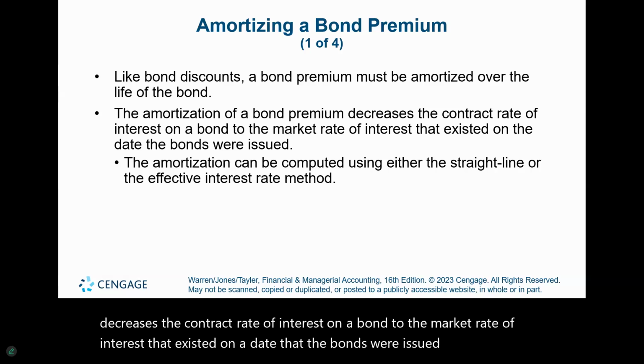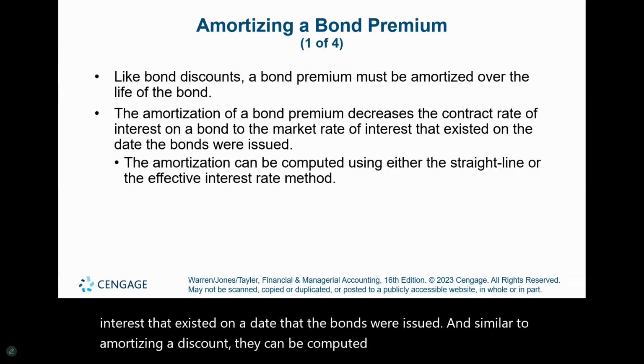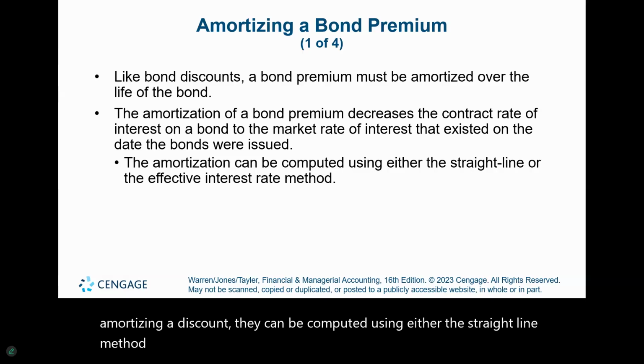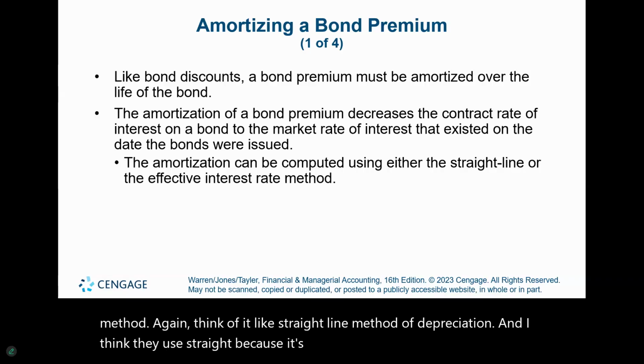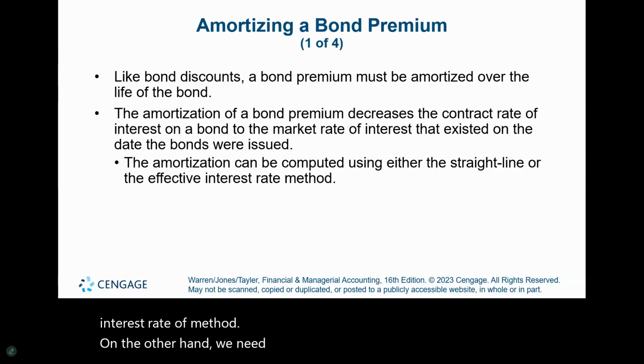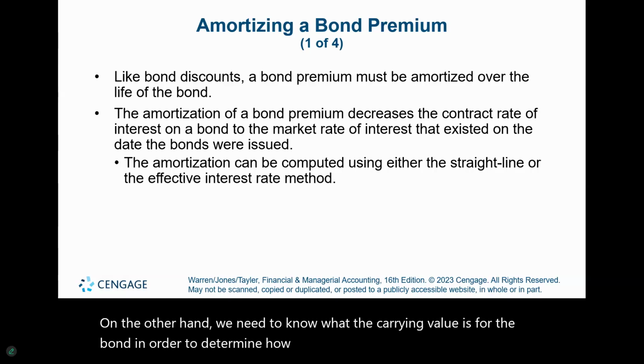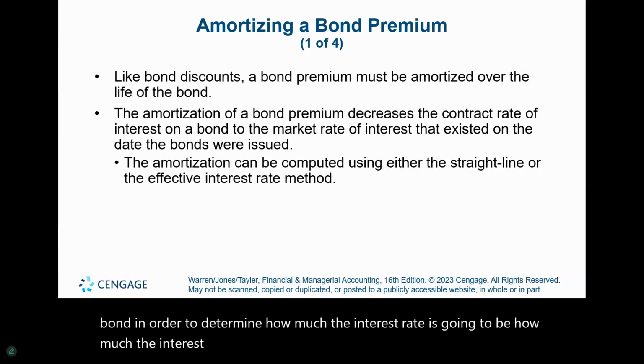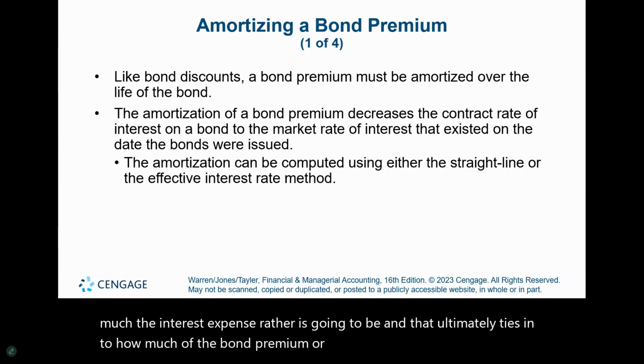And similar to amortizing a discount, it can be computed using either the straight line method. Again, think of it like the straight line method of depreciation. And I think they call it straight because it's straightforward, right? The effective interest rate method, on the other hand, requires that we know the carrying value of the bond in order to determine how much the interest expense is going to be, and that ultimately ties into how much of the bond premium or bond discount is going to be amortized.